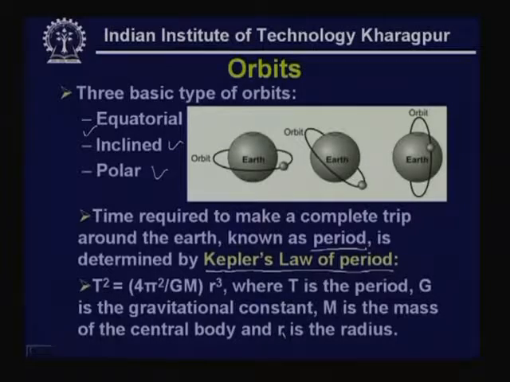You see, this radius is different from the altitude from the surface of earth. Sometimes the radius of the orbit is given, sometimes the altitude is given, so we have to understand the difference between the altitude and the radius. Obviously, the altitude will be less than the radius.